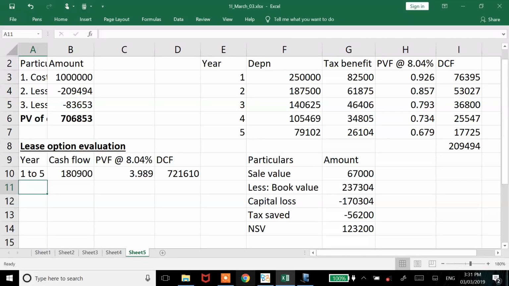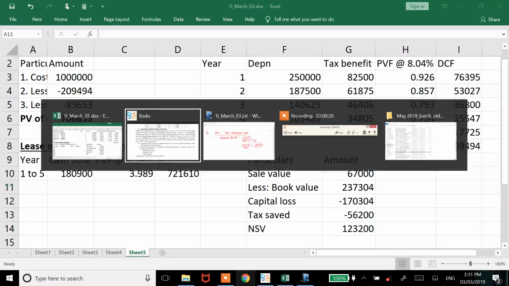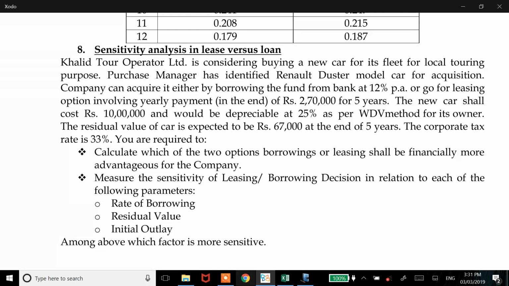Loan is 706, lease is 721. Any doubts in this? Okay, I am going to prefer the loan option now, because I have a lower outflow there. Now they are saying measure the sensitivity.